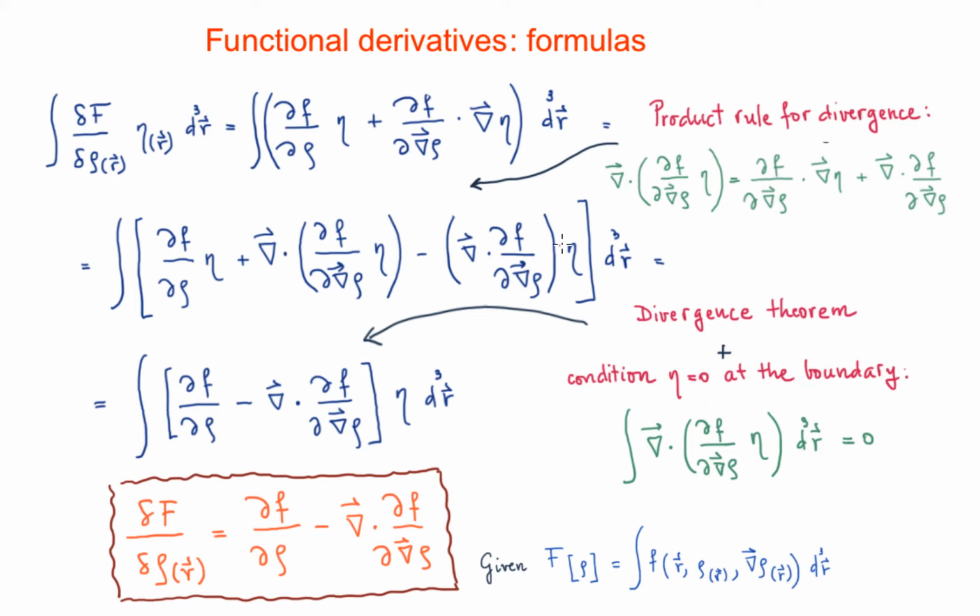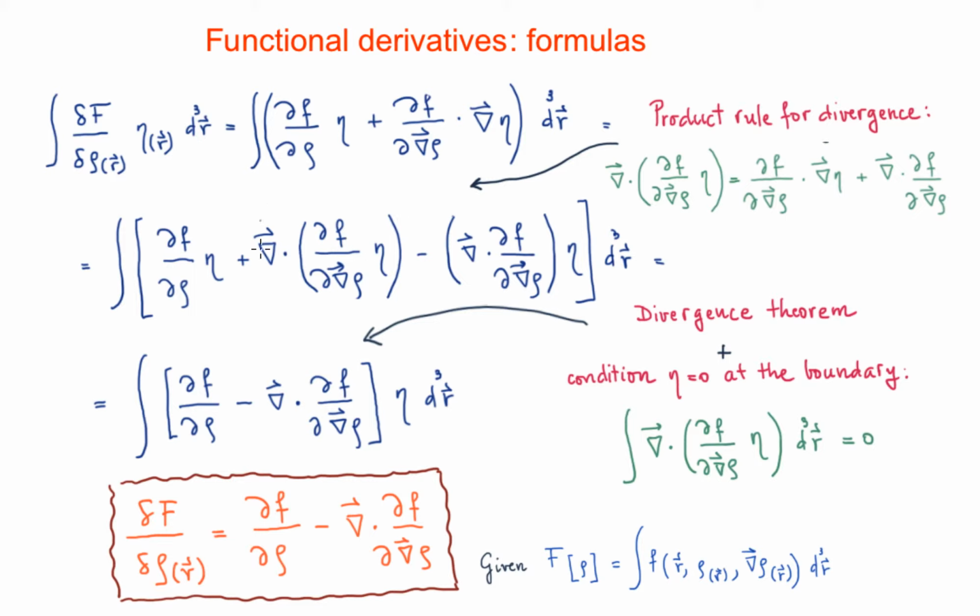This is good in order to compare with the first order functional derivative definition, because from here we can also deduce another contribution to the first order functional derivative, which will be this one here. But we have an extra term here where eta is not isolated because it's inside this divergence term.